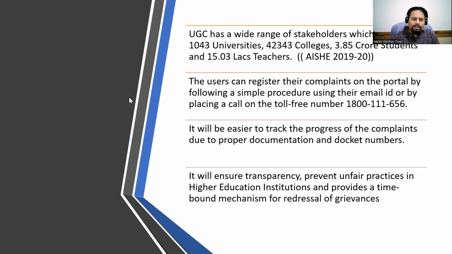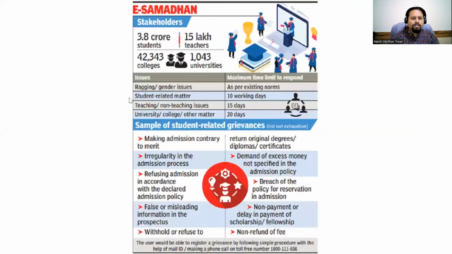And what are the kinds of complaints one can register? So once we look into the issues regarding ragging, gender issues, with respect to ragging, there is another portal also which exists. There's a time frame which is prescribed, and that will completely help in resolving these grievances in a time-bound manner. A student-related matter should take a maximum of 10 working days. Teaching, non-teaching issues, 15 days. University, college, other matters, 20 days.